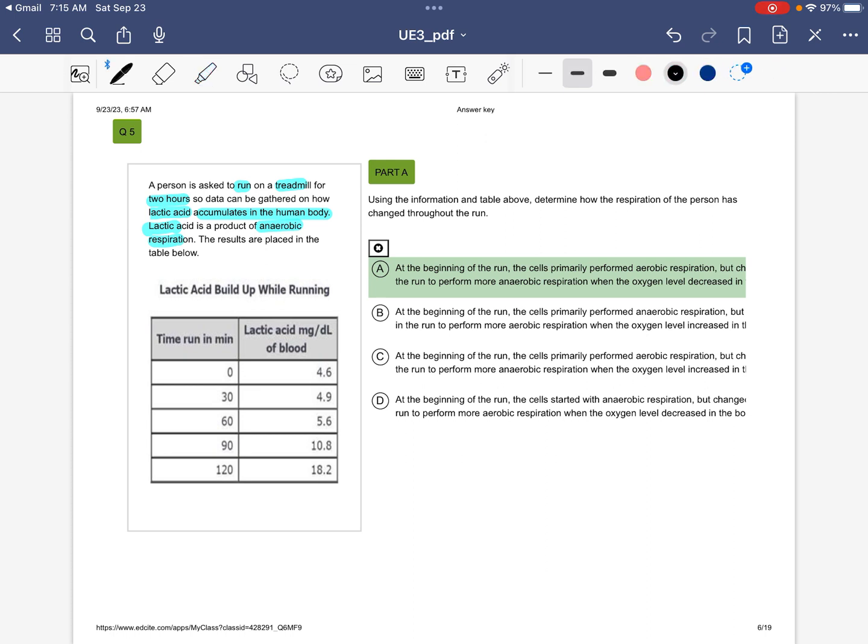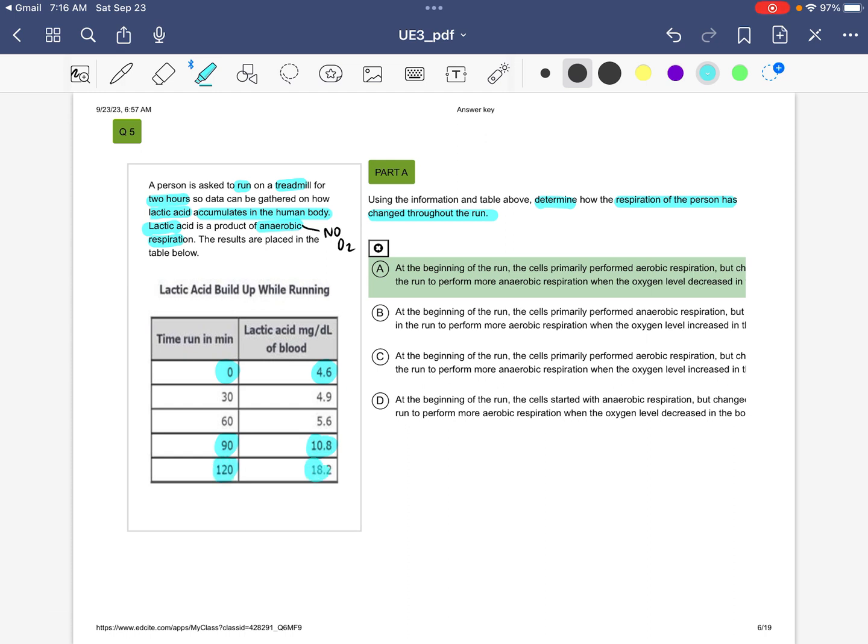So this little paragraph gives you a good amount of information. We know that anaerobic means no oxygen. So when there is no oxygen, lactic acid builds up. So question A, using the information, determine how the respiration of the person has changed throughout the run. So here the person at 0 was at 4.6. At 90 minutes, that's an hour and a half, it went to the 10.4, kind of doubled.